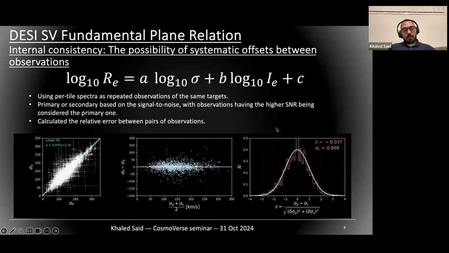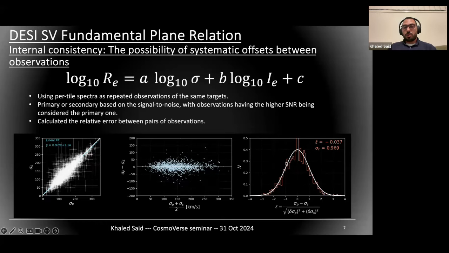We divided the spectra: if a spectrum has a higher signal to noise, we call it primary, and if it has a lower signal to noise, we call it secondary. And we compare both of them together. You can see the comparison here. Here's a one-to-one comparison, and you see they agree within the uncertainty. And here is another way to look at this comparison, which is the difference versus the mean. But the most important thing here is the relative error. For the relative error, you need the distribution to be Gaussian, centered on 0, with a standard deviation of 1. And that looks like exactly what we found.